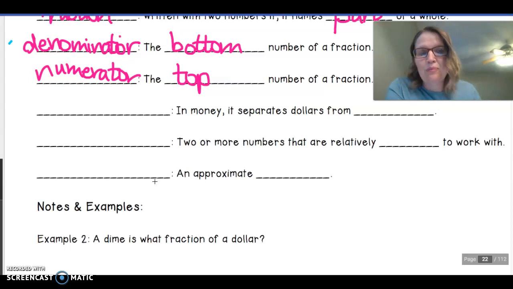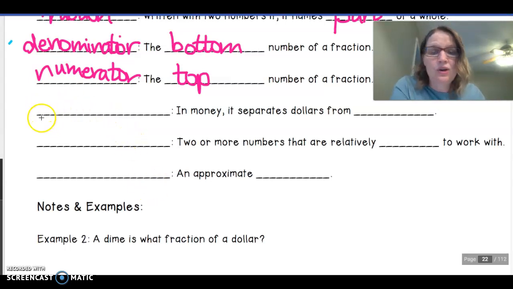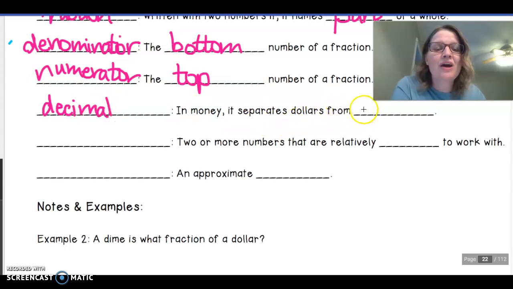Another place that we use fractions is within money. And when we have a decimal, it separates the dollars amount from the cents.